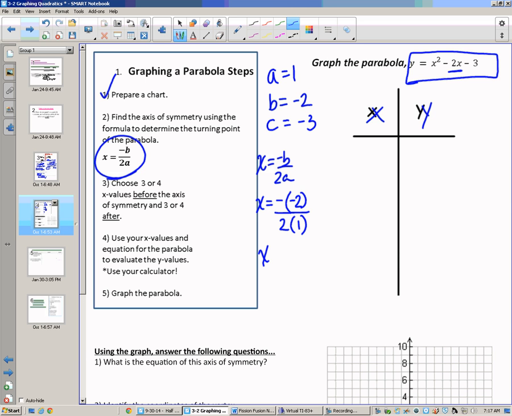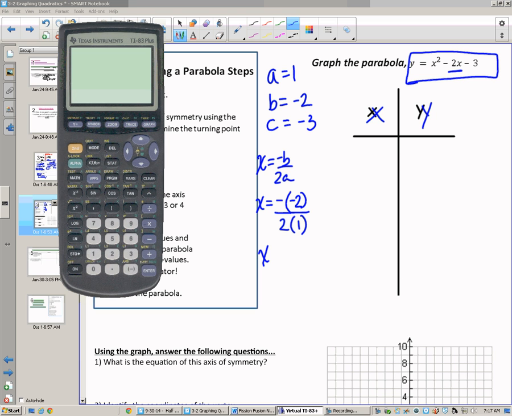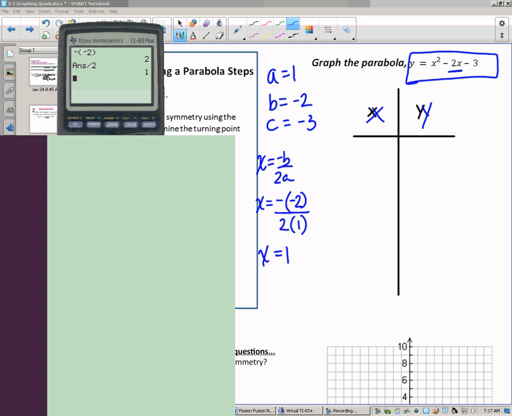So in my calculator, if I do this, I can see, okay, negative -2, and then divided by, and we know 2 times 1 is just 2, divided by 2, we get x equals 1. That's our axis of symmetry. That's our equation there. So now we go back to our notes.